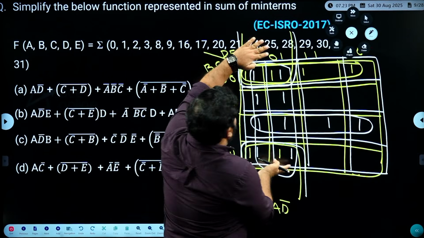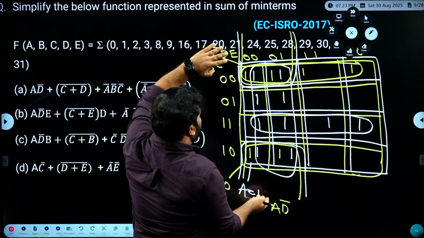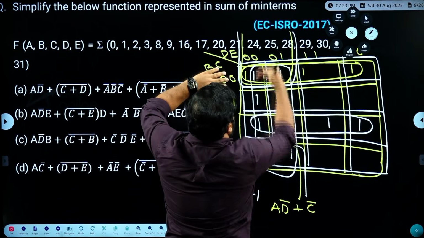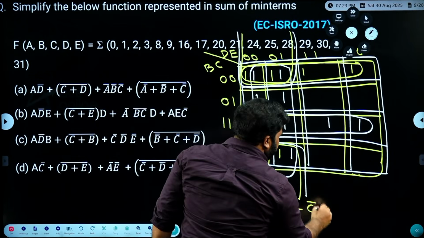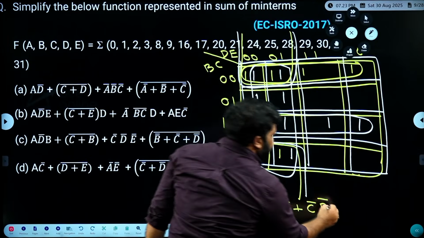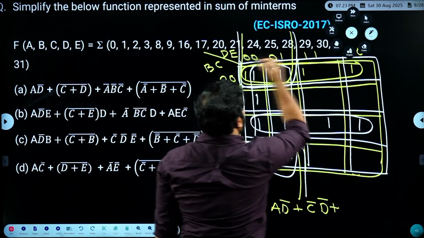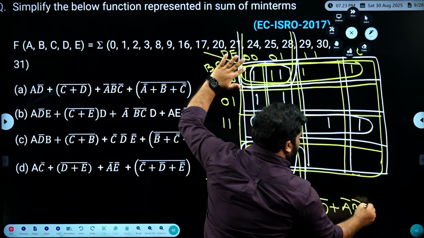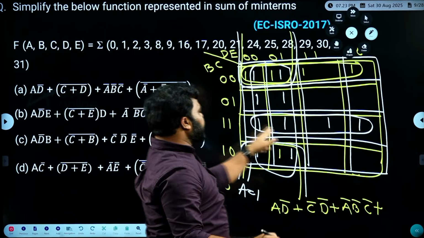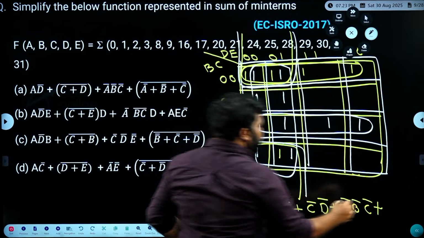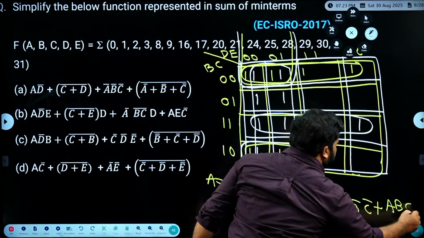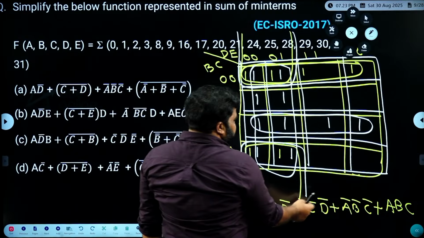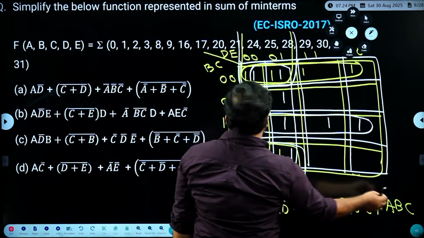Then another octave is there from both A equals to 0 and A equals to 1. In this, C bar is not changing, and D bar, so C bar D bar. Plus, there is a quad from A equal to 0 K map, A bar B bar C bar, plus another one from A equals to 1, so it is A B C. So the expression is A D bar plus C bar D bar plus A bar B bar C bar plus A B C.